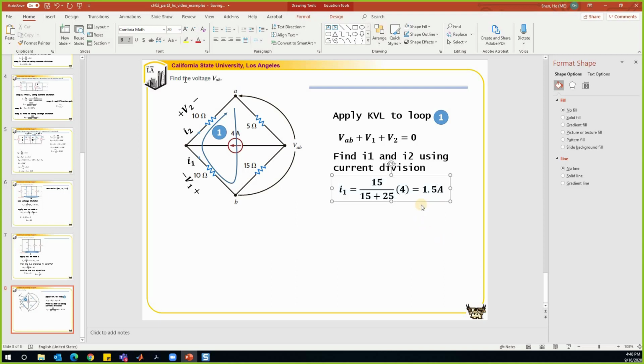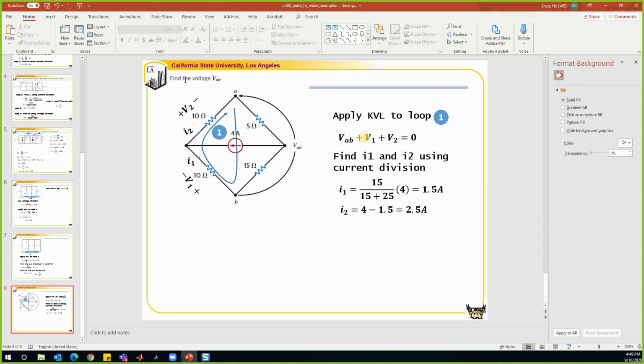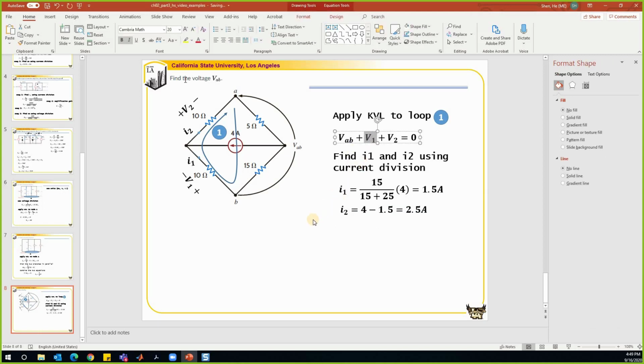So this is how we find I1. And we'll do the same thing for I2. You can use a similar equation to find I2, or you can also use KCL, because I know the current going into the node is equal to the current leaving the node. I2 will be equal to 4 minus 1.5, that will give us 2.5 amp. After you find I1 and I2, you'll be able to find V1 and V2 by using Ohm's law.